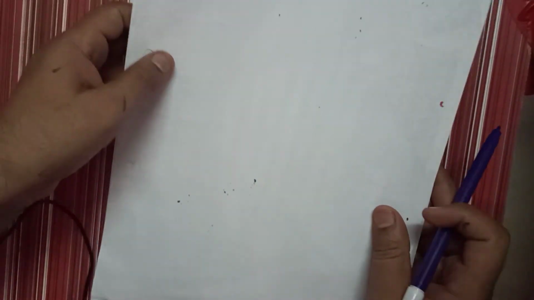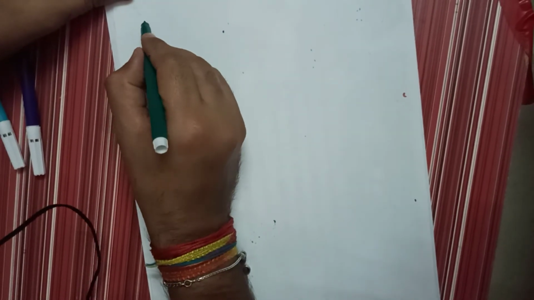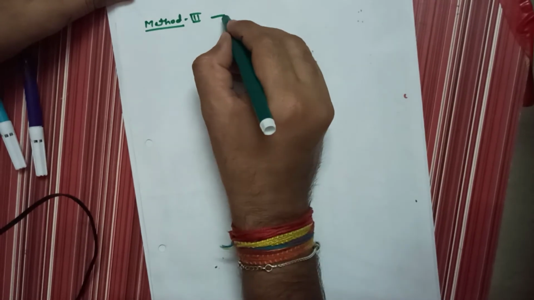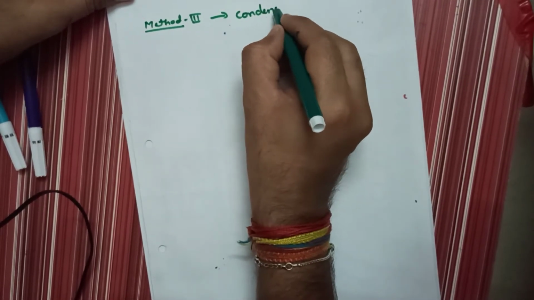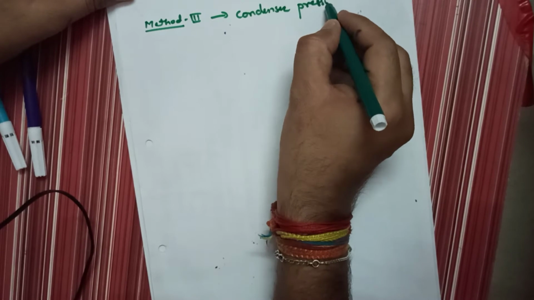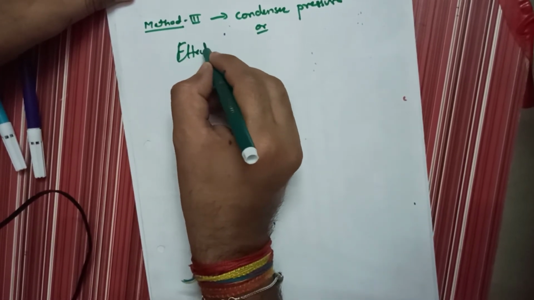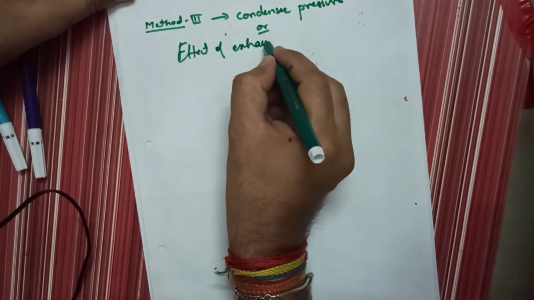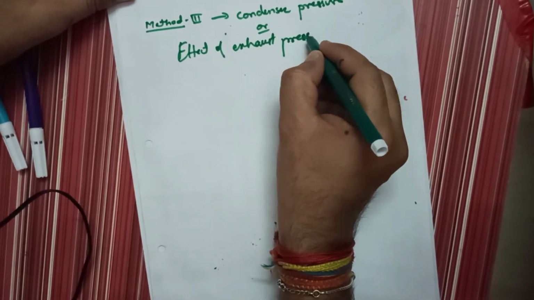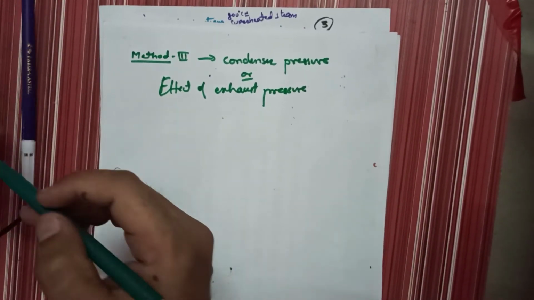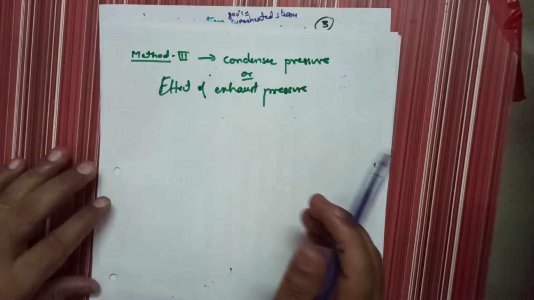Now the third and last method is the effect of condenser pressure, or it is also called the effect of exhaust pressure. Why it is called exhaust pressure: here heat is rejected, that is called exhaust pressure. Okay, again I will draw one TS diagram.